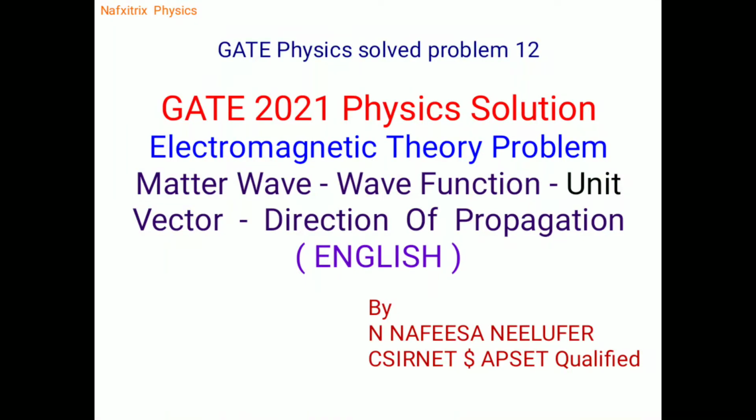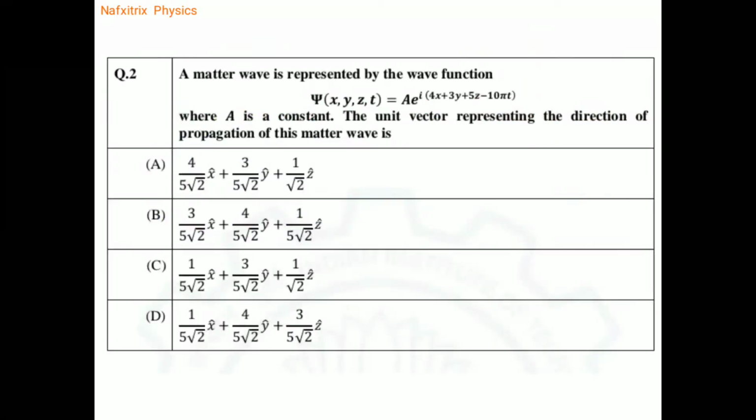So let's discuss a simple problem from GATE 2021 physics. This is from electromagnetic theory. It is related to a matter wave function that would be given, and we need to find the direction of propagation, the unit vector in the direction of propagation. So the problem is as follows.